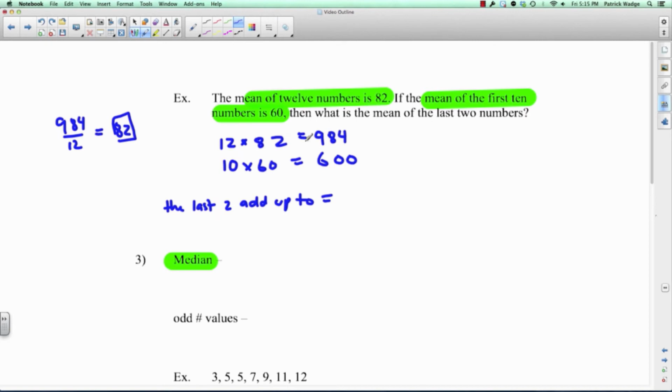All 12 add up to this, the first 10 add up to that, then the last two must add up to 984 minus 600, which equals 384. That's what the last two add up to. But we want the mean of the last two. Well, if you know what the last two add up to, and there's two numbers, what do you do to get the mean? You divide by how many numbers there are. You divide by 2. And if you do that, you get 192.